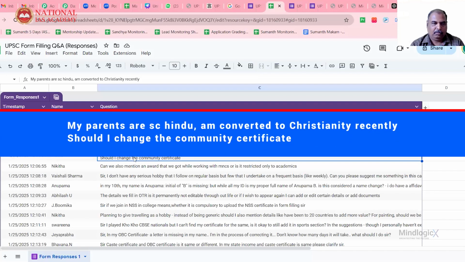My parents are SC Hindu. I have converted to Christianity recently. Should I change the community certificate? What do you think? Okay. So now you are claiming to be an SC Hindu or a Christian by faith. Hema, please raise your hand so that this can be addressed. If you are literally claiming, no sir, I'm just leaving that particular SC Hindu certificate, then you need to claim it as BC. That's all. A backward class certificate will be there. You can put it in the OBC category.